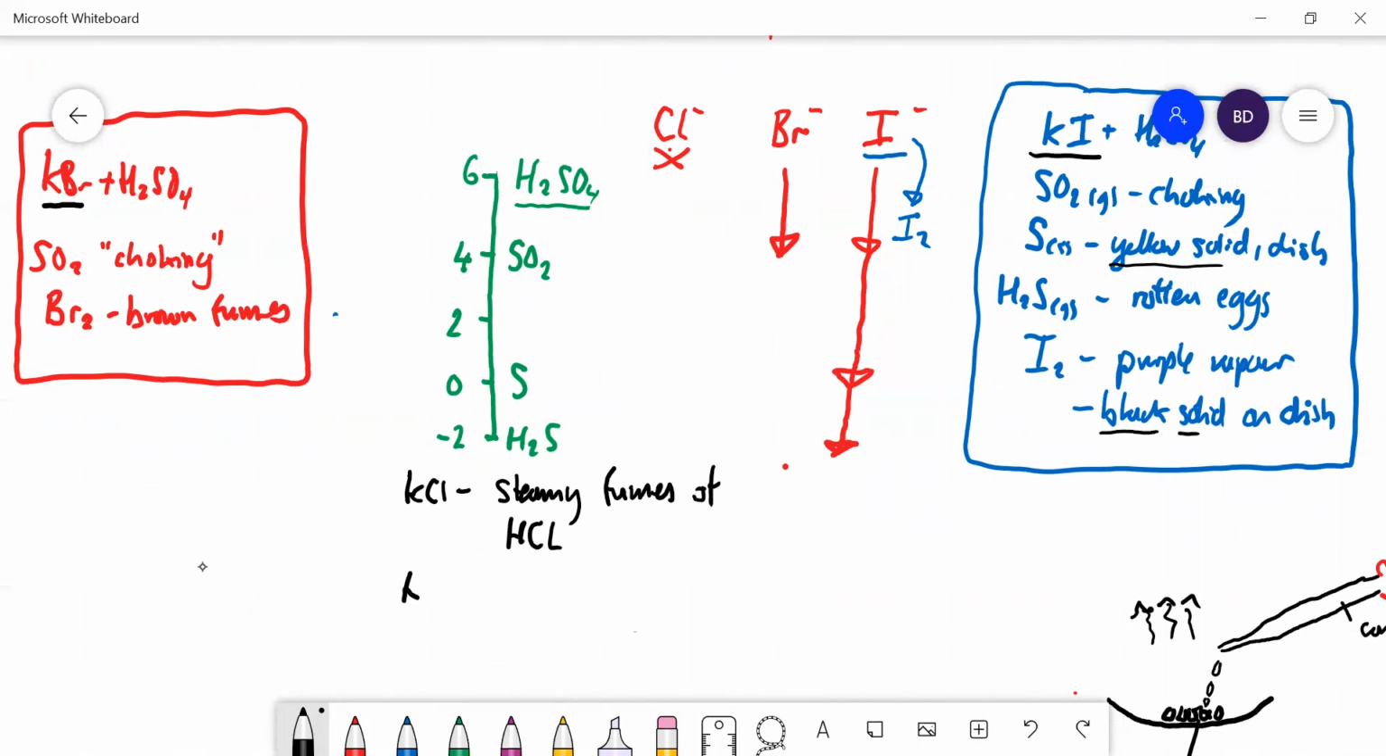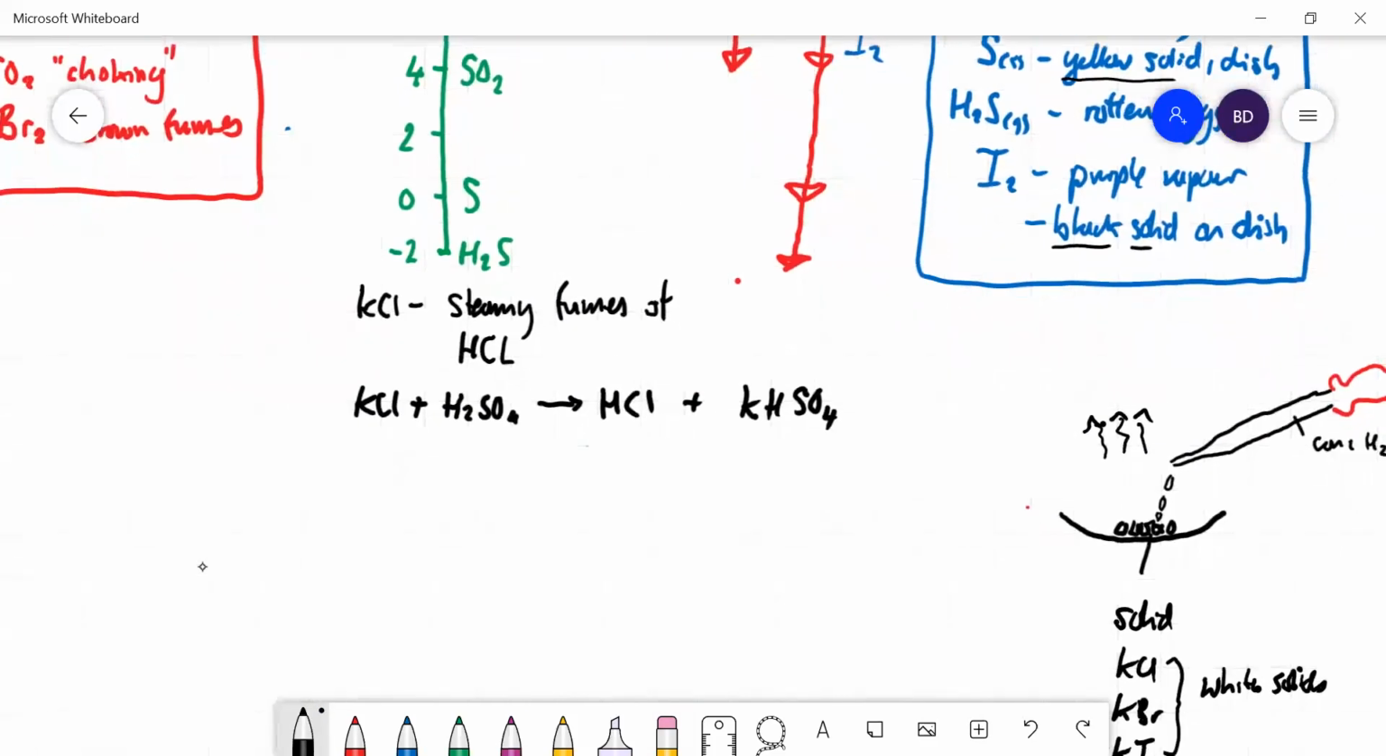You get KCl, and you react that with sulfuric acid, and you get HCl and potassium hydrogen sulfate. Now let's try and work out what has happened. We look at the oxidation numbers. Chlorine here has a -1 oxidation number, and chlorine here in HCl has -1, because the hydrogen is always +1. So no change in oxidation number. It's not a redox reaction.